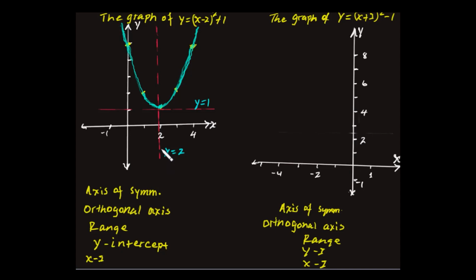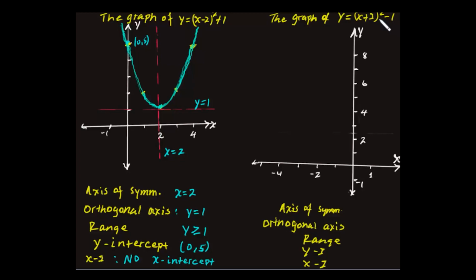The y-intercept is (0, 5). We can mention these things: axis of symmetry, orthogonal axis y equals 1, range. Since it is a parabola, the range is y greater than or equal to 1. The y-intercept is the point at (0, 5). The x-intercept: it has none, because the graph does not cross the x-axis; it is above the x-axis.